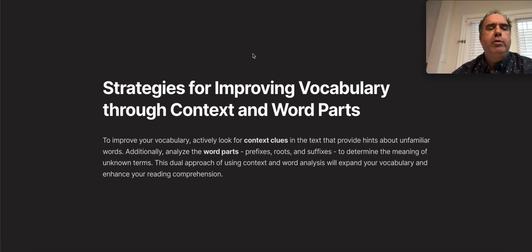All right. So strategies for improving vocabulary through context. Improve your vocabulary by actively looking for context clues in the text that provide hints about unfamiliar words. Additionally, analyze the word parts, prefixes, roots, and suffixes. You'll start to break down the words, CSI it. If you look at all the pictures in my slides, you'll see that they're detectives like Sherlock Holmes. You need to be like CSI and break it down into the parts and look for the fingerprints and look for the different little parts and figure out the whole picture that way.